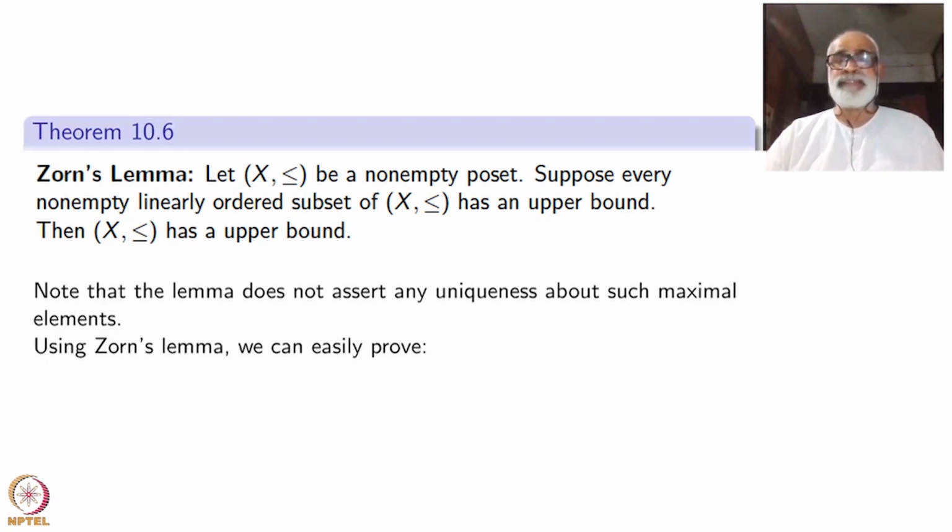There may be many maximal elements. This is just a poset. If it is a total order, there will be only one maximal element. Okay, X is only a poset. Note that the lemma does not assert any uniqueness about such maximal elements. It's very important.